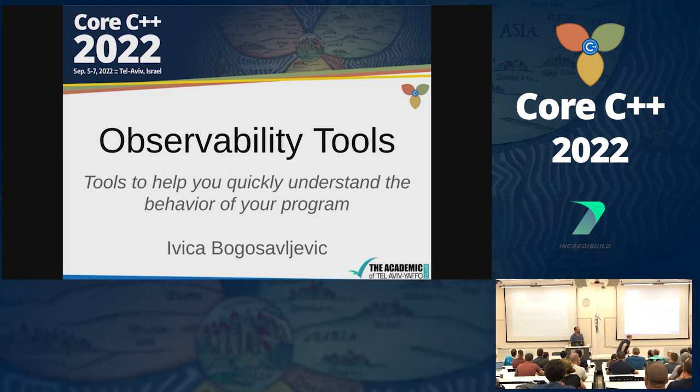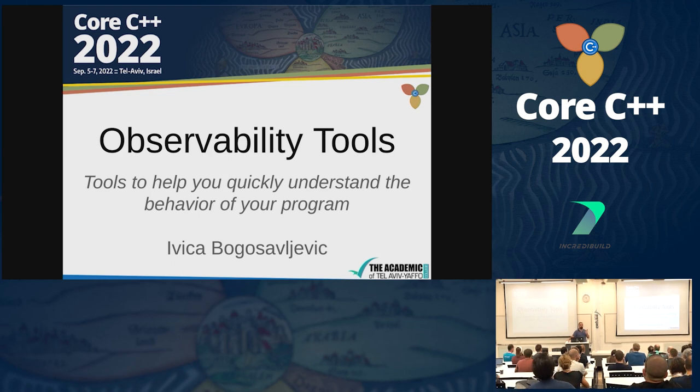Today's talk is about the observability tools. Normally, these are the tools that help you quickly understand what your program is doing, how it's behaving, and can also help you determine possibly the cause of some of the issues. I think this talk should be a really good introduction for many engineers, because I see that most people are actually stuck with GDB and printf, so that's like the pinnacle of software development. But we don't have to do it like that.